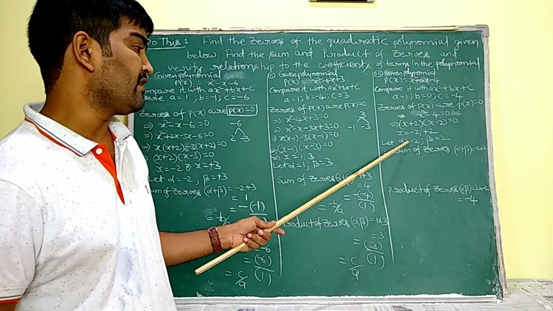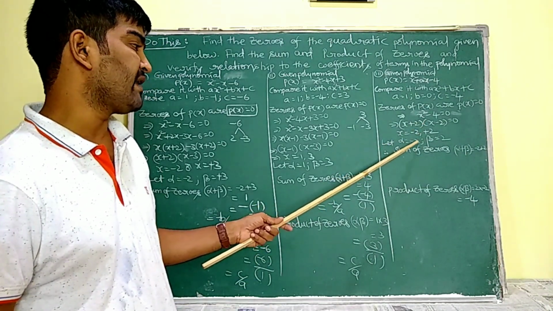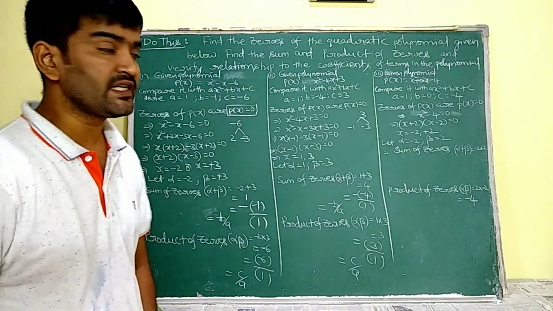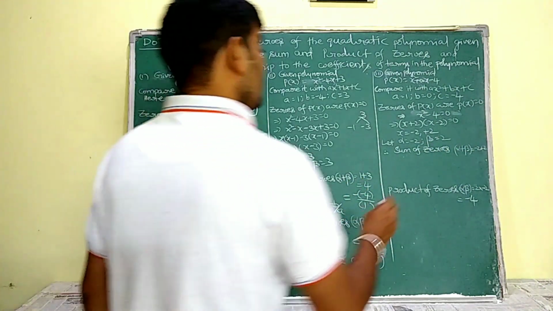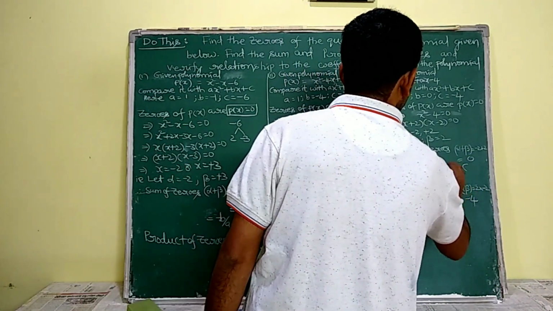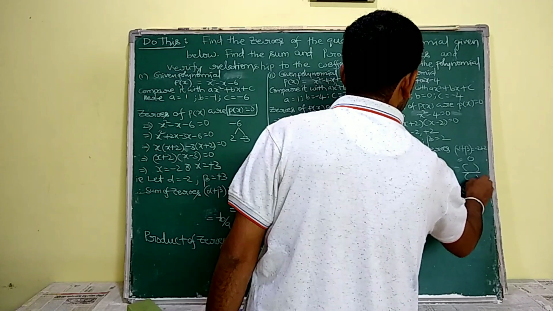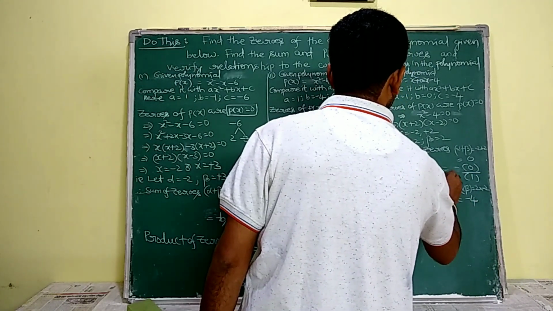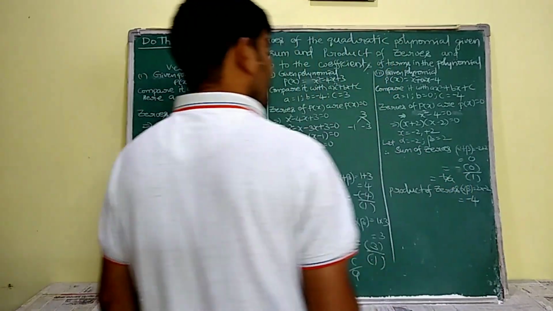By that, let one value be alpha, that is minus 2, and beta is equal to 2. We know the sum of zeros alpha plus beta is equal to minus 2 plus 2, that is equal to 0. Now we have to see whether that is equivalent to minus b by a or not. So minus 0 by a, where a is 1, is 0, which is equal to minus b by a. So our answer is verified.